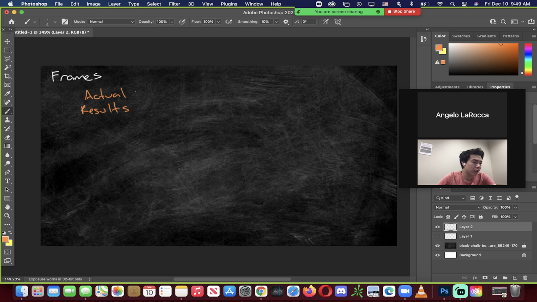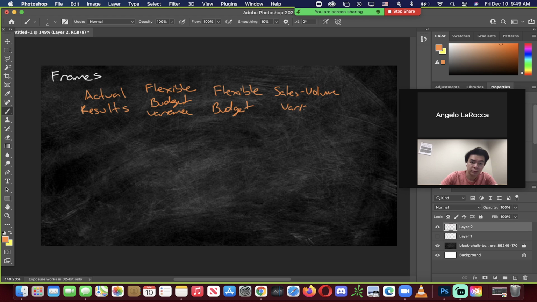So we have actual results here. We're going to have the flexible budget variance over here. Sorry, my handwriting is a little bit messy. Flexible budget, sales volume variance, and static budget. And then on the very left, this one's a little bit different, because for frames, they don't give us all the information. They don't give us all the rows. So we got to use what they give us and create more rows from it. So this is a little bit harder.